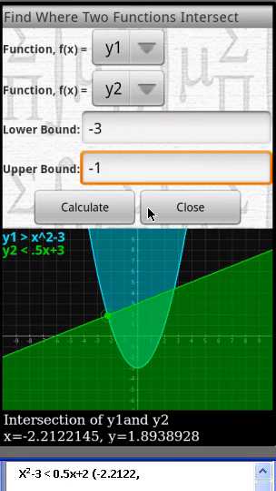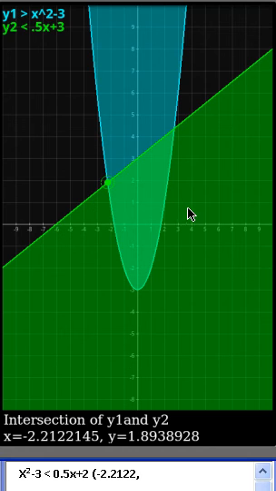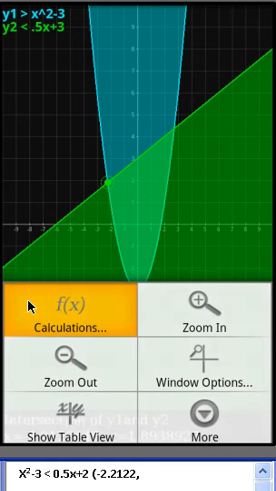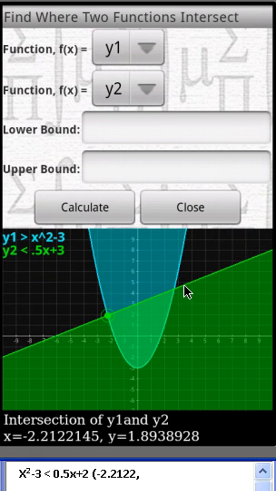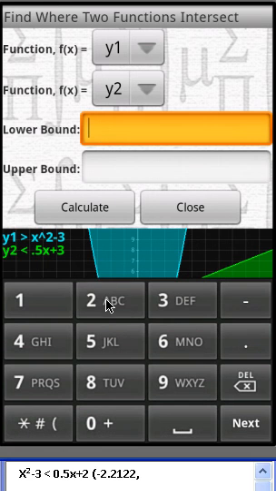Now I need to go find this right edge, this point over here. So I'm going to close this out and go back to the calculations. Again, I'm just trying to find an intersection point between two functions, so that's what I'm going to select. It looks like it happens between positive 2 and positive 3, so let me pick those bounds. I'm going to enter 2, and then I'll go to the next and enter a 3.